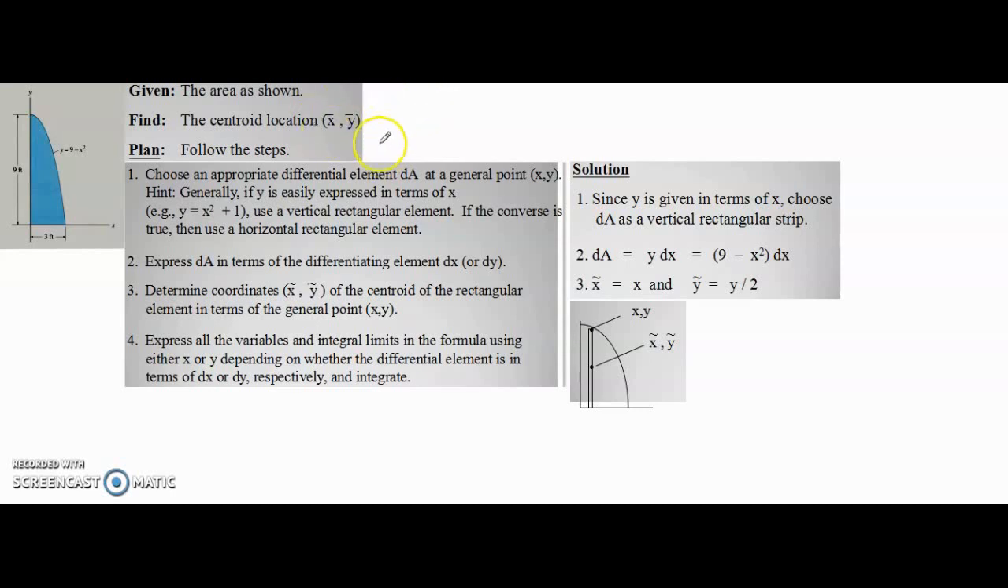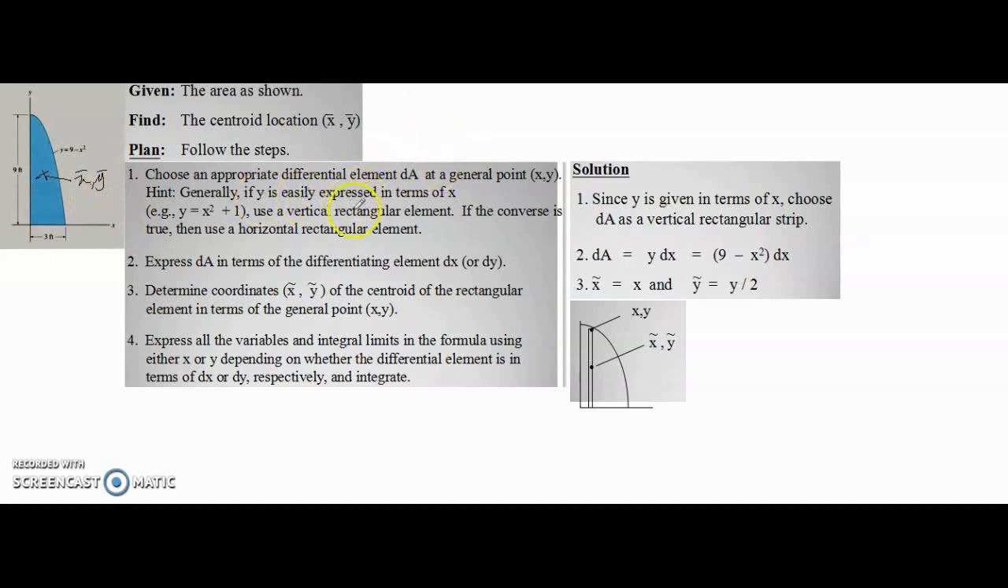Okay, now let's do an example here. Let's say we are given an area as in the picture here. We need to find the center of this area. The center position means somewhere here, the center. And the coordinate of the location is x bar and y bar. So you need to find the value of x bar and y bar.